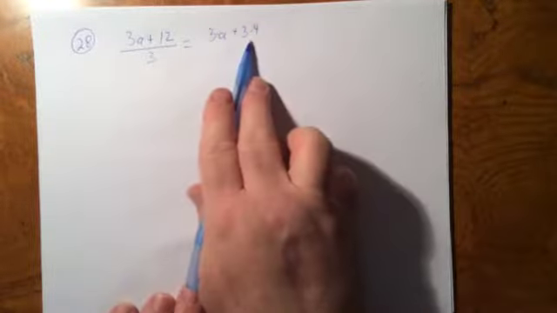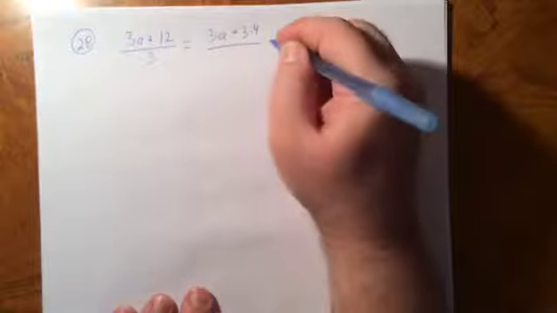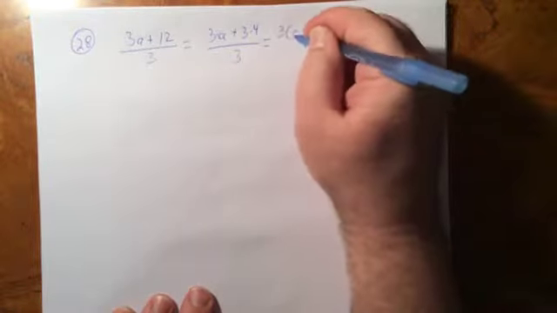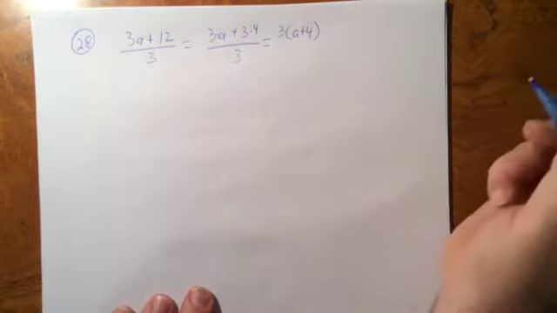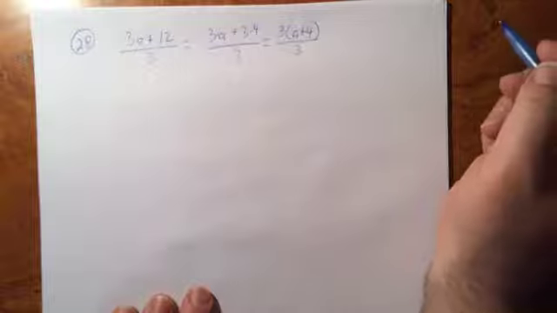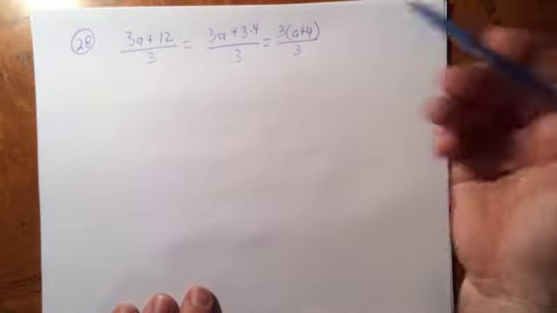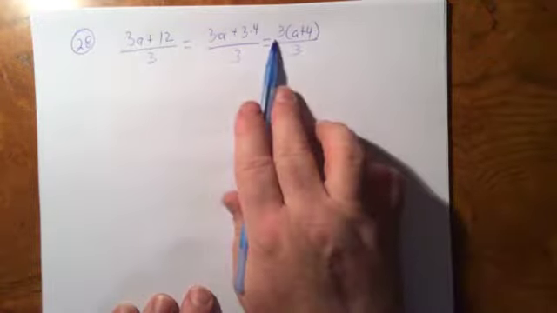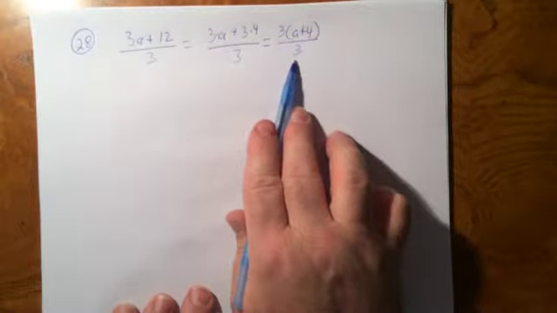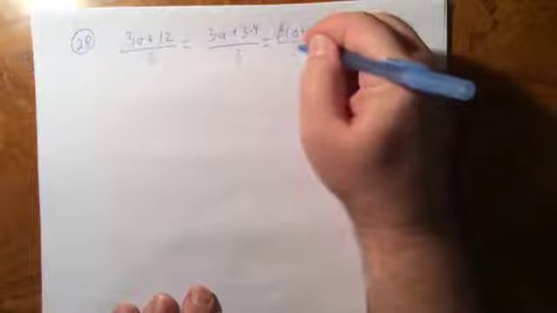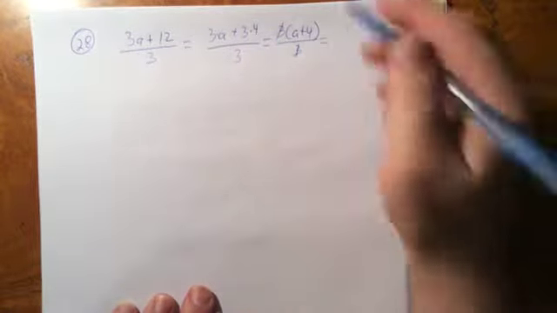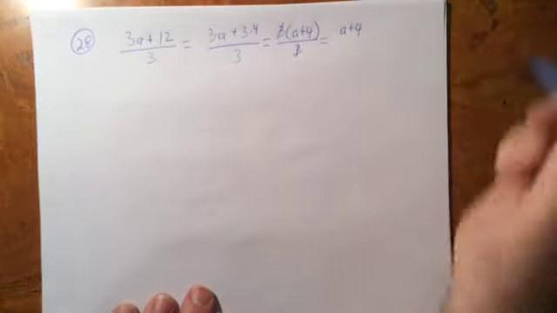So what we're going to do now is we're going to factor out the greatest common factor, and we're going to express that now as 3 times a plus 4. We will rewrite the 3 at the bottom. Now that we have 2 factors at the top, the factors being 3 and a plus 4, and we have the factor of 3 at the bottom, we can reduce these by reducing the 3's and leaving us with our final answer of a plus 4.